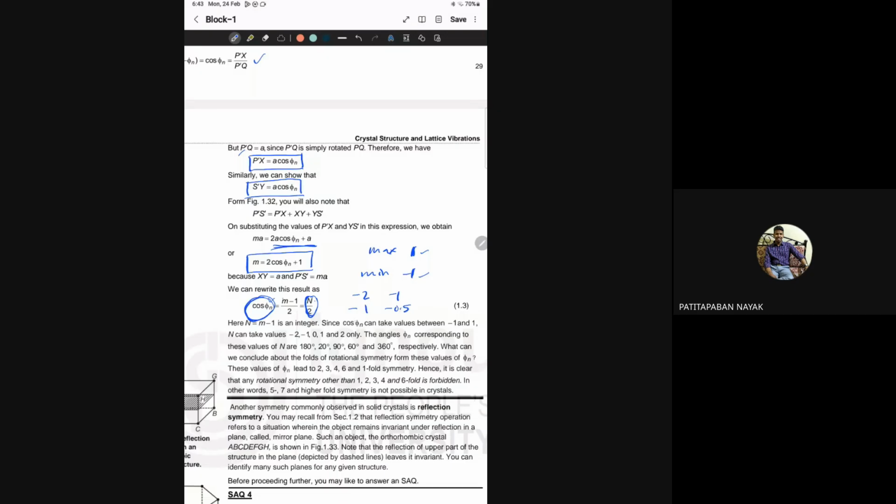For n equal to 0, this is again 0. For n equal to 1, this is 0.5. For n equal to 2, this is equal to 1. So only these values, minus 2, minus 1, 0, 1, 2, are possible. Okay.